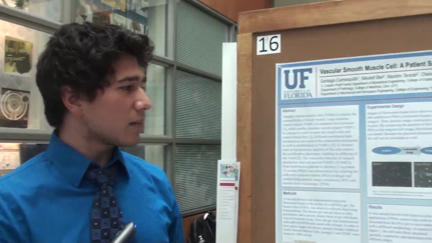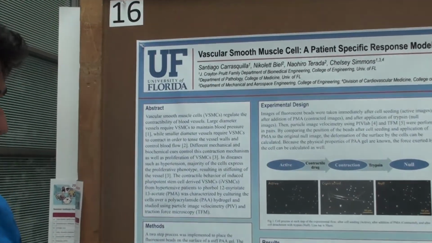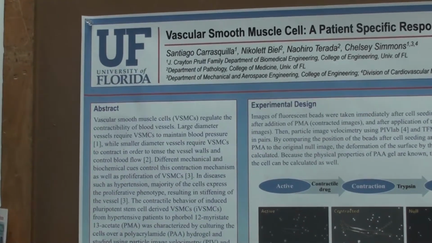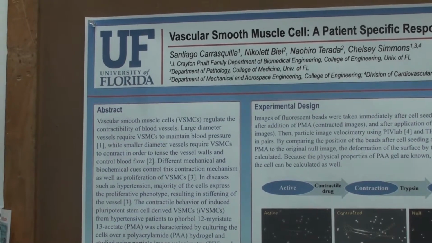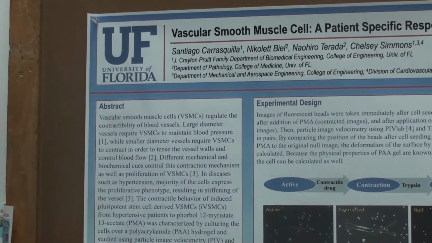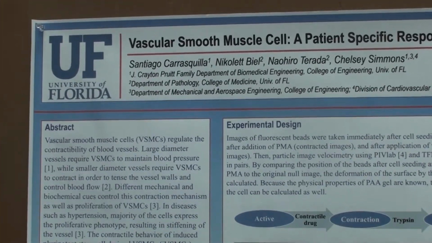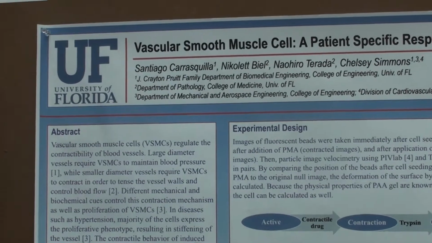So basically, different contractile drugs affect people differently. Hence, when you take a cell from the skin or the blood vessel and you differentiate it specifically into a vascular smooth muscle cell, you maintain that genetic information from the patient.